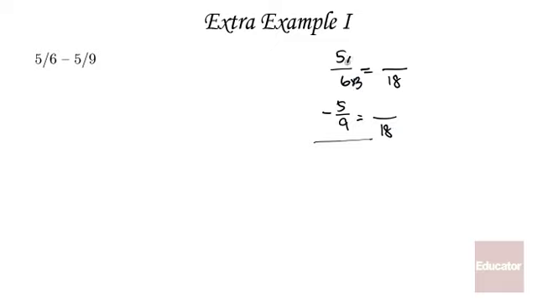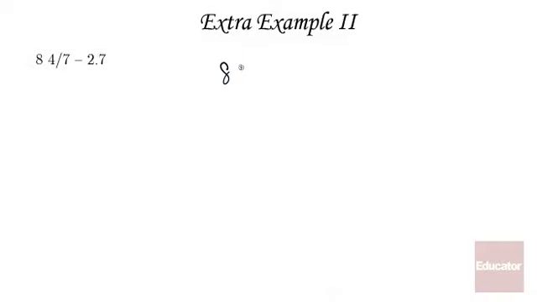6 times 3 is 18, so 5 times 3 is 15. 9 times 2 is 18, so 5 times 2 is 10. And we're subtracting. 15 minus 10 is 5, and you keep the denominators the same. And this fraction cannot be simplified. So in simplest form, 5 over 18.